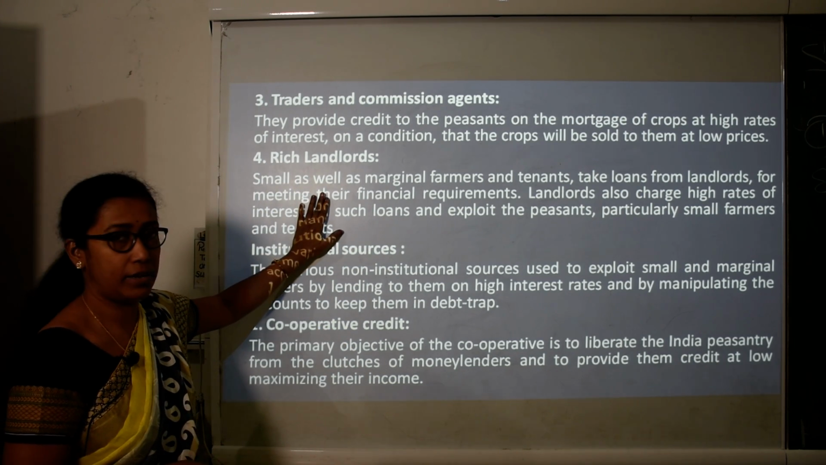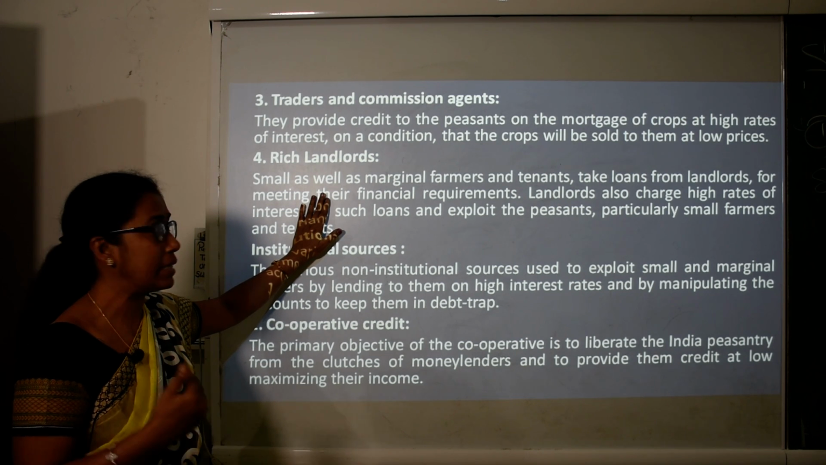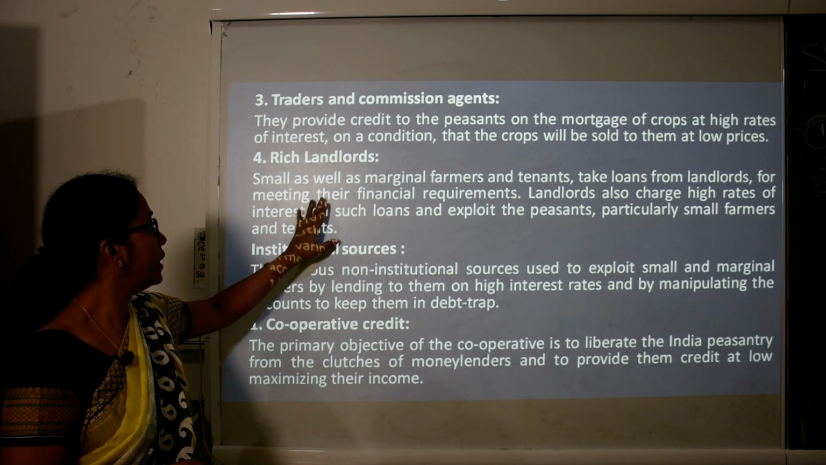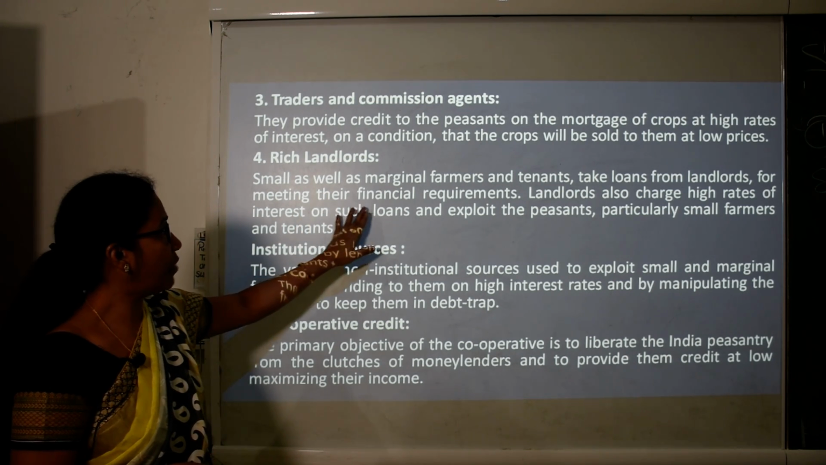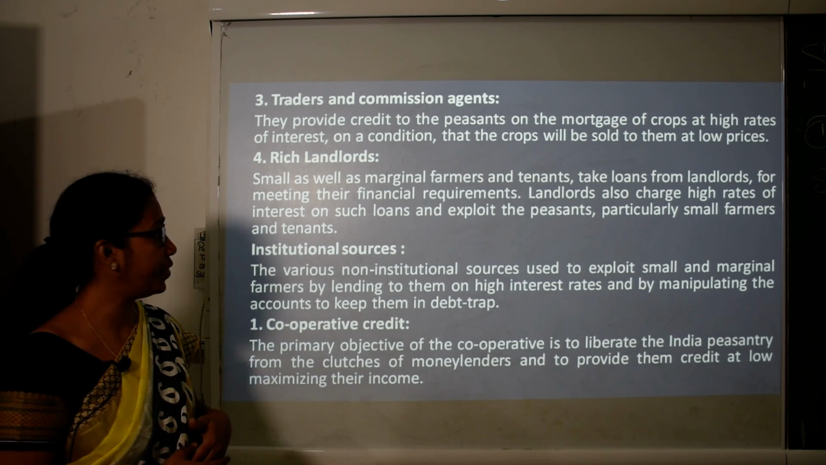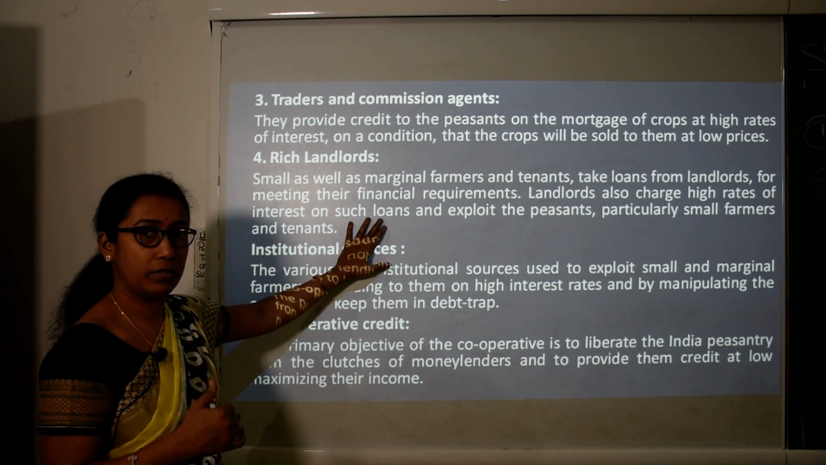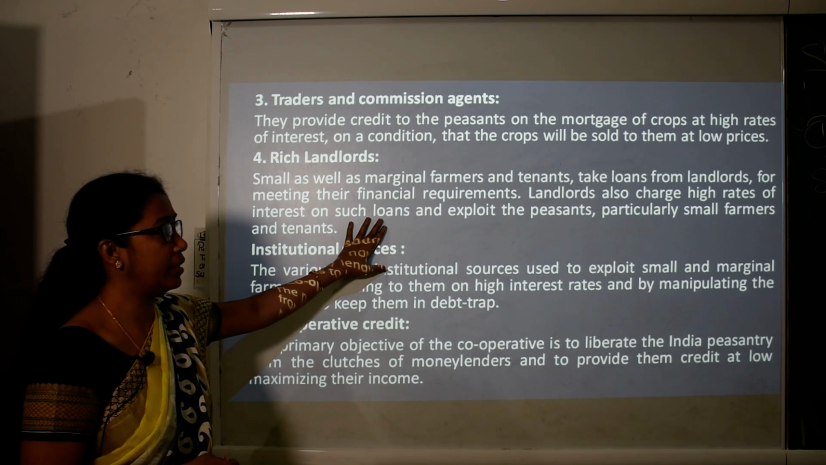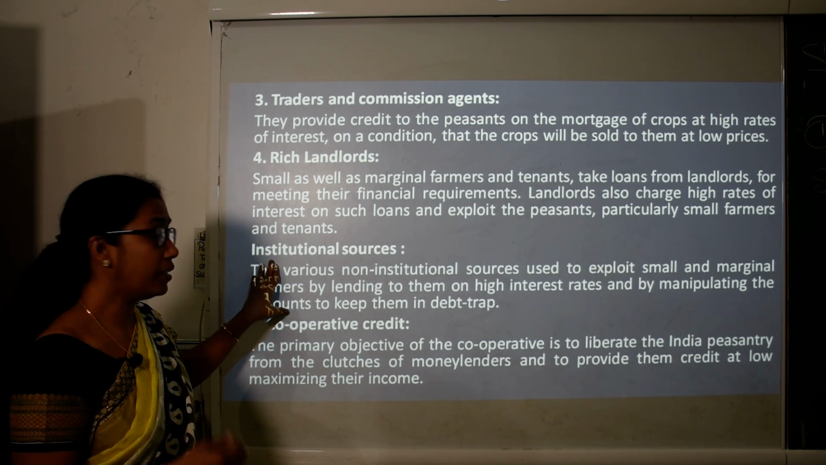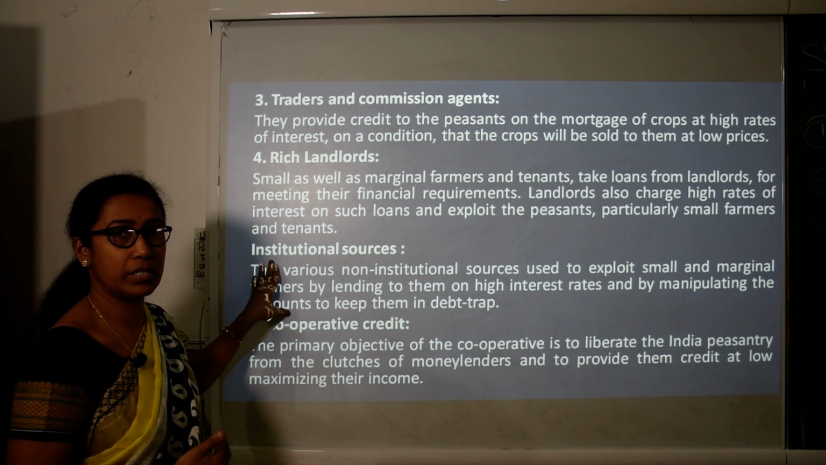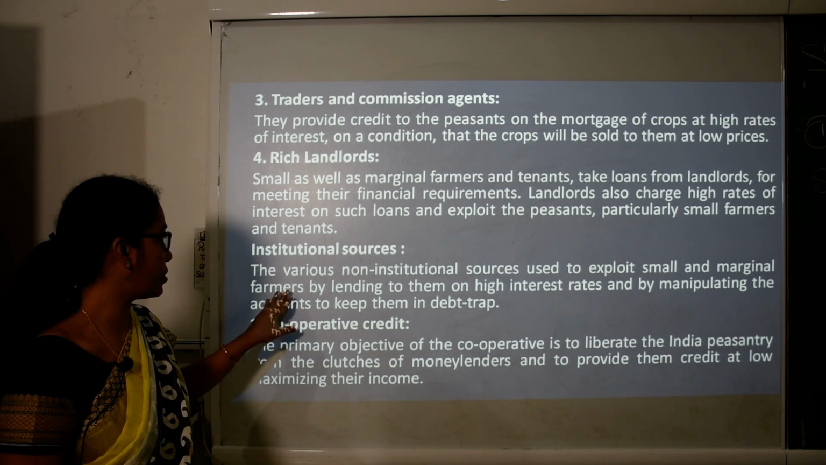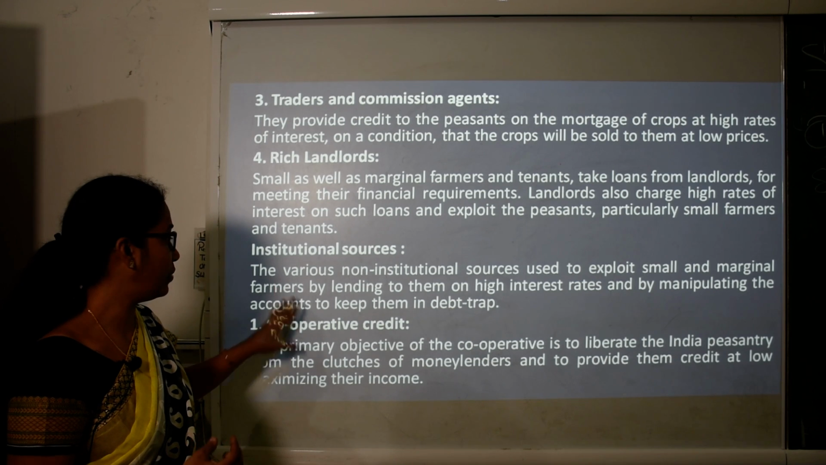Fourth, they can be rich landlords, that means small farmers and tenants who are working on the lands of these rich landlords can take loans from them, and after meeting their financial requirement, landlords always charge a high rate of interest to them, and with this they are always exploited in the hands of landlords, particularly small farmers and tenants. Now institutional sources: in place of these non-institutional sources or informal ways, we can have some institutional sources, which are much more reliable.